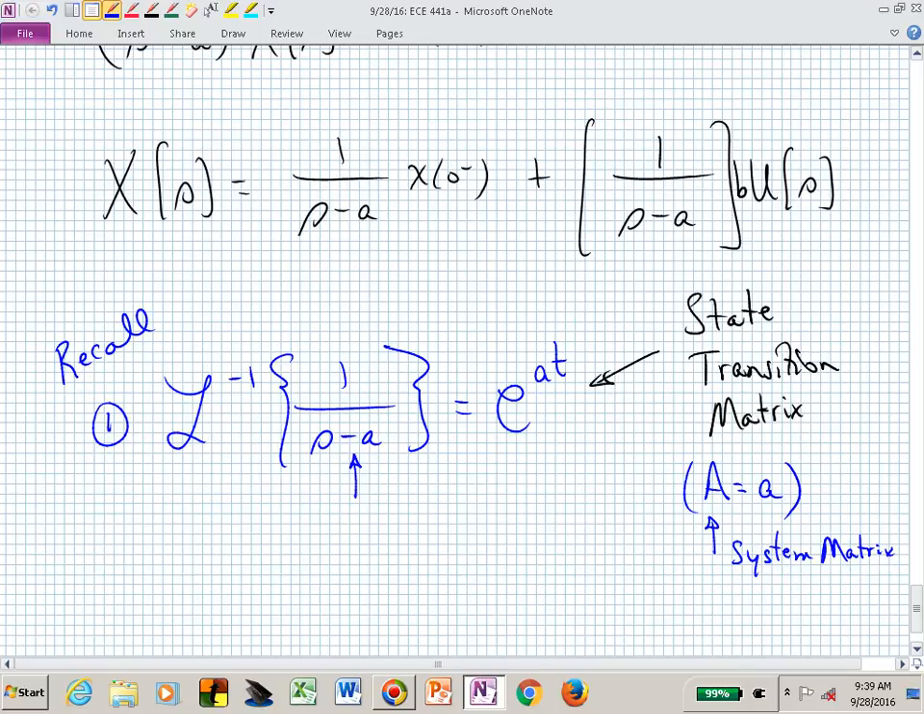And that's now going to allow us, since this is a constant, we now know how to take that first term into the time domain. That's just e to the at times the initial condition. And that's our initial condition piece of the total response for x of t. But what does this look like over here? We want the second piece. That's a product in the frequency domain. What's the product in the frequency domain do in the time domain?